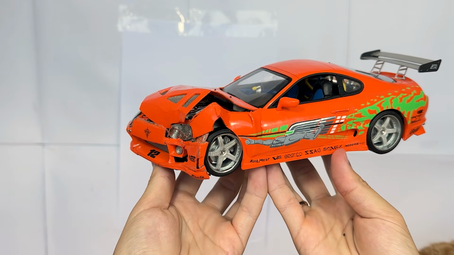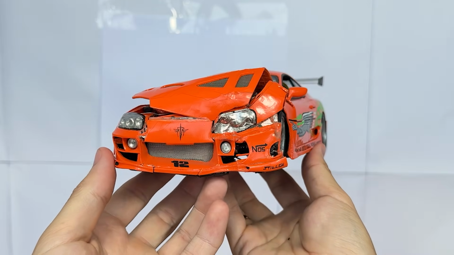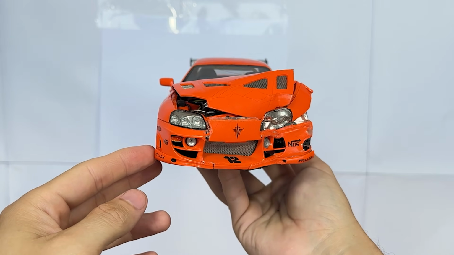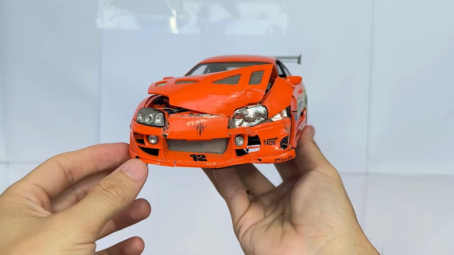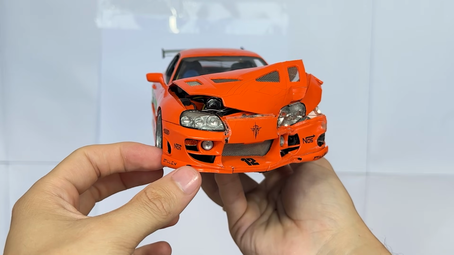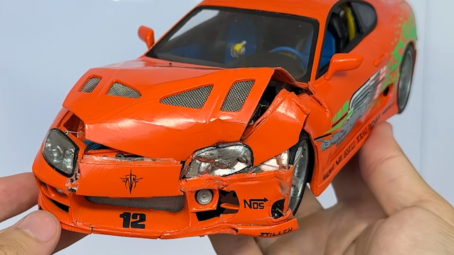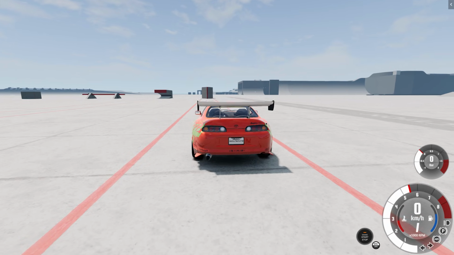Its deformation looks natural. The body shows cracks from the paint in places where the parts are strongly bent. The bumper was very badly deformed at the point of the collision, although part of the bumper on the left side remained intact. Now, let's repeat the same collision in BeamNG Drive.